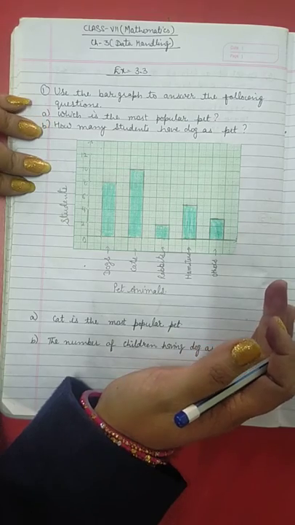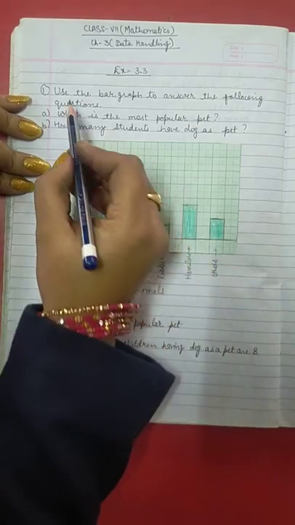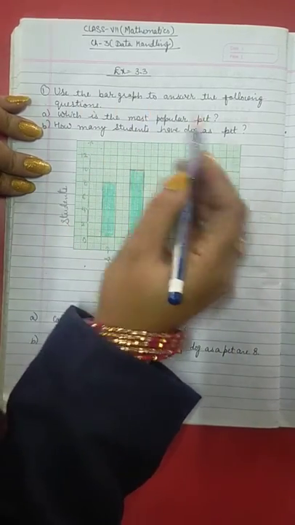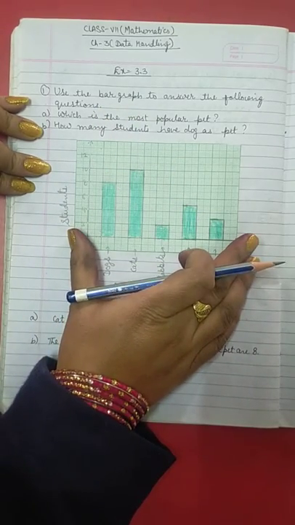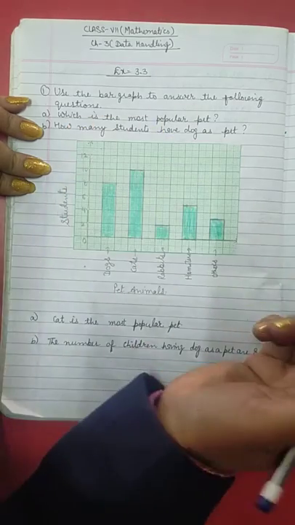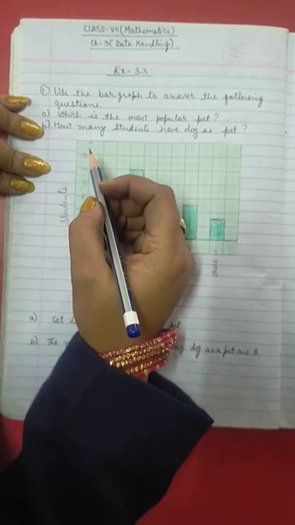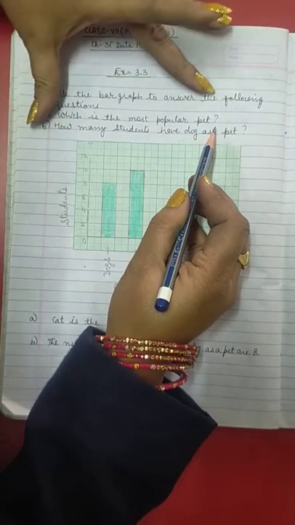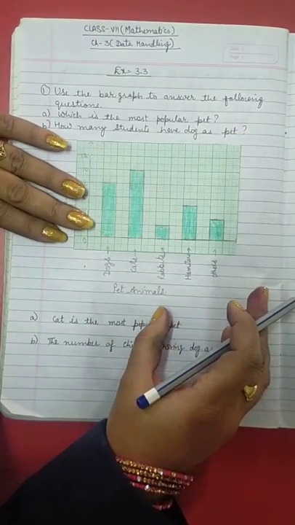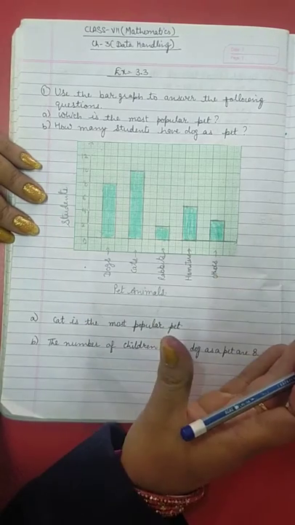So let's start the first sum. See what they are asking here. Use the bar graph to answer the following questions. That is to say, we have to use this bar graph and answer these two questions. In the first question, what is he asking here? Which is the most popular pet? So this one bar graph is related to pets. First of all, we'll discuss the pets.